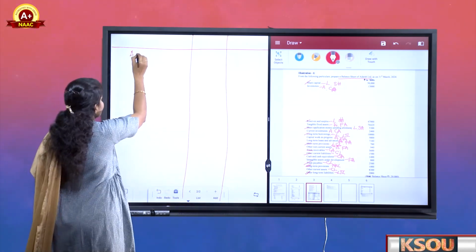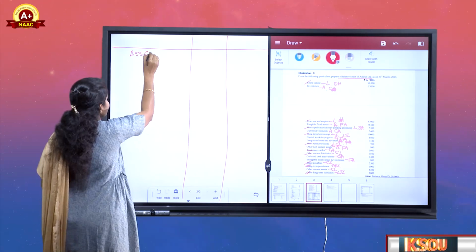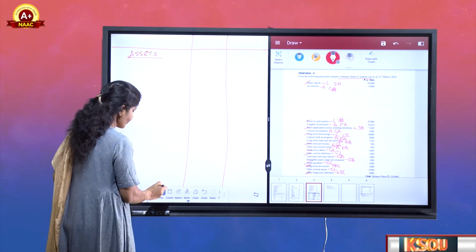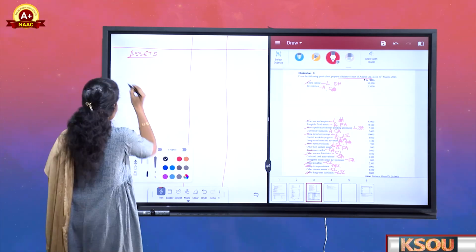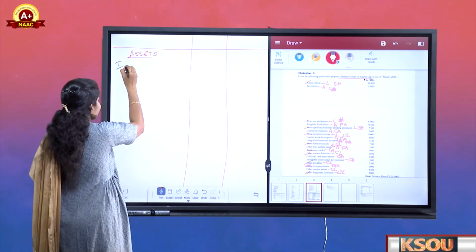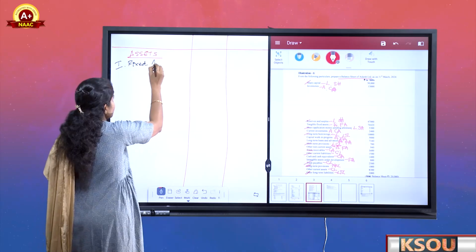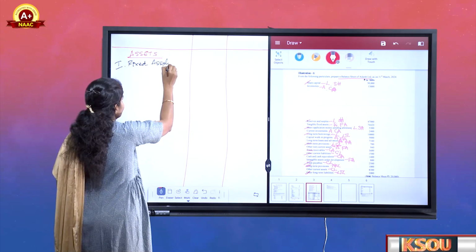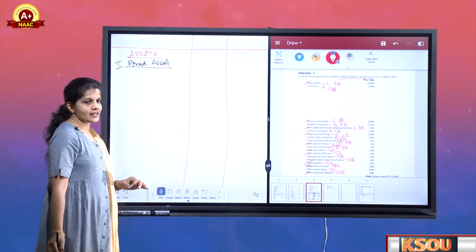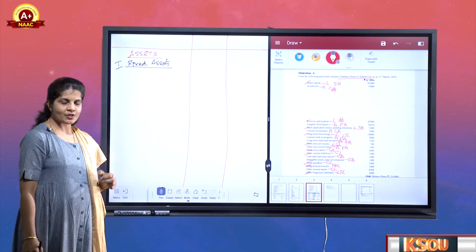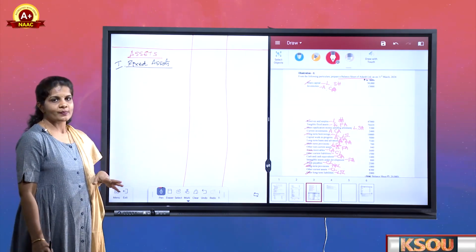Assets. So what comes under assets? First one is fixed asset. The first heading, fixed asset. It can also be called long-term assets. Under the assets, we will have tangible fixed assets, intangible fixed assets and long-term investments, etc.